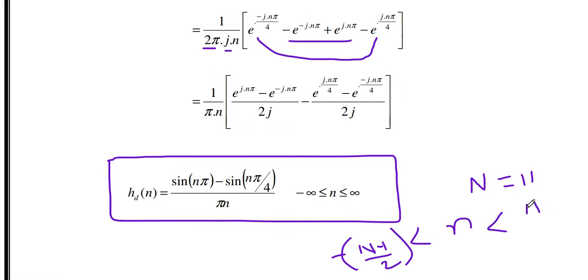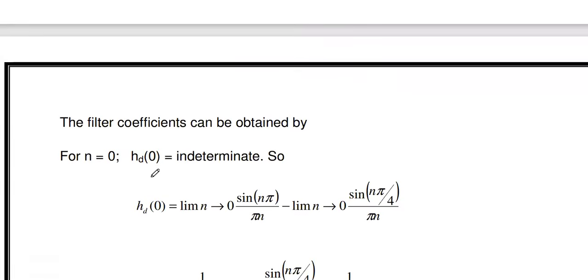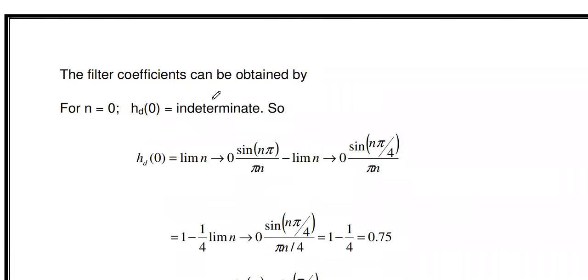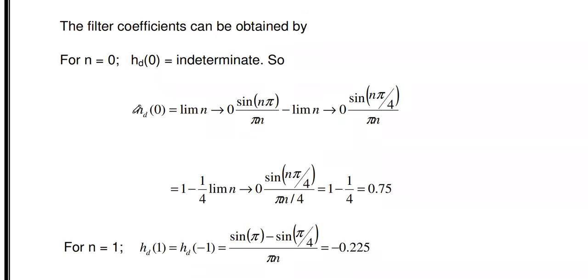So what is (N minus 1) by 2? So (11 minus 1) by 2 means it is 5. Okay, so for n between minus 5 to 5, we have to find out this hd of n value. So here we are going to calculate the filter coefficients, the hd values. So first for n equal to 0.